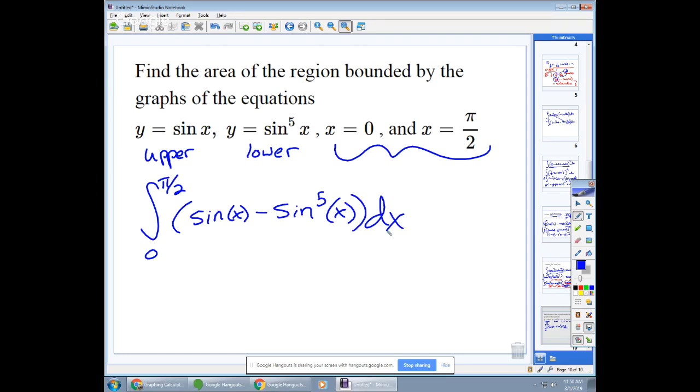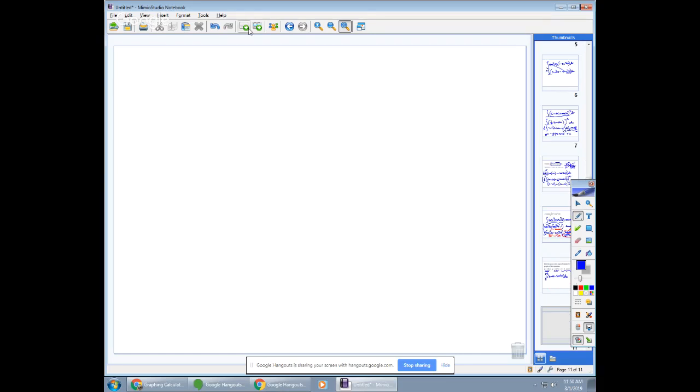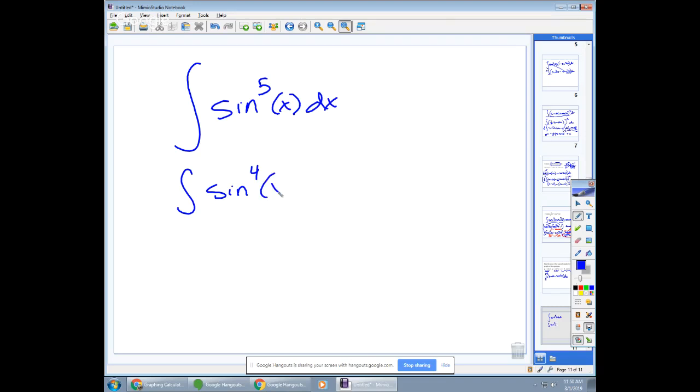So the sine of x isn't a problem, but the sine to the 5th power is a problem. So I'm just going to attack that one separately. Just a quick setup on that, I'll explain what I would do. I need an antiderivative for sine to the 5th of x. What I would do is break off a sine, so that would be sine to the 4th power times the sine of x.